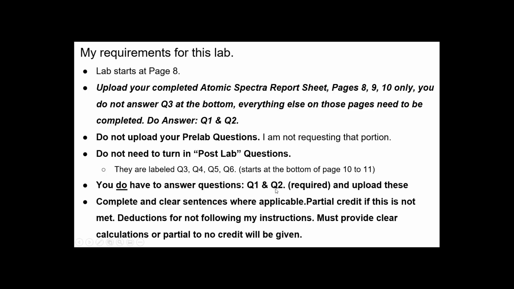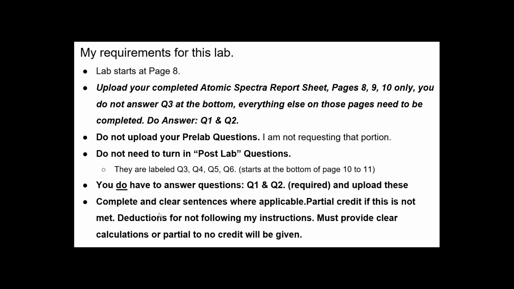I will be reading all of these, and I'll expect proper, clean, clear work with calculations. Complete and clear sentences. One-word answers are not going to get you there. You're going to be surprised, and I'm going to deduct points. You're not going to get points if you give me 1 or 2 words, unless it's a sentence. I want a clear, proper sentence. Complete and clear sentences where applicable, partial credit if this is not met, or no credit. Deductions for not following my directions. What is that? Don't upload everything. Give me what I'm asking for. You must provide and answer the things that I'm asking you to answer. If you leave a blank, you're not getting credit. You must provide clear calculations, or partial to no credit will be given.